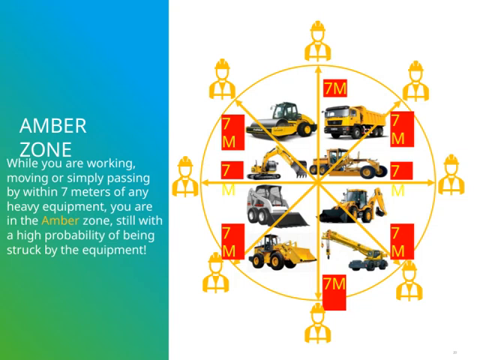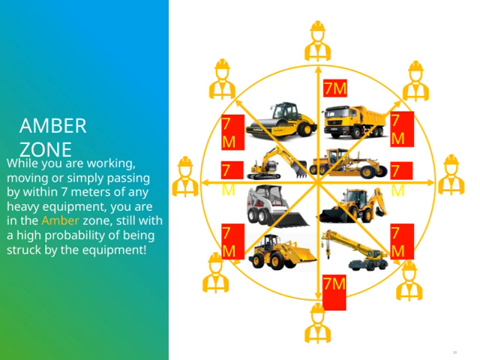As you can see on this slide, the number 7 million appears repeatedly to emphasize a key point. Now, what does that represent? It highlights the fact that over 7 million accidents or near misses can happen annually within this zone. This leads us to the concept of the amber zone, which is a critical area for safety. Whenever you're working, moving, or just passing by within 7 meters of any heavy equipment, you're in this amber zone.